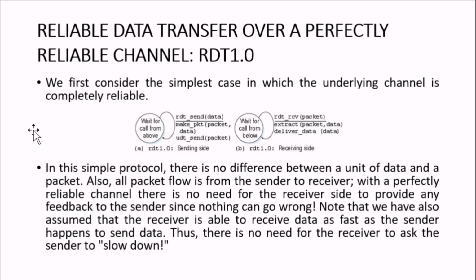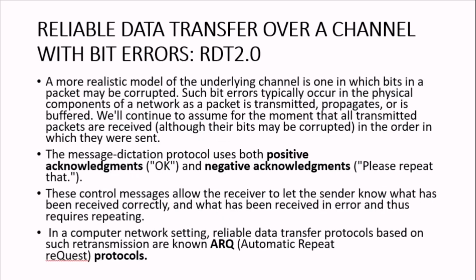Also, all packet flow is from the sender to the receiver with a perfectly reliable channel. So there is no need for the receiver side to provide any feedback to the sender, since nothing can go wrong. This is the perfectly reliable channel, so there's no data loss and no data error. Next we look into RDT 2.0, reliable data transfer over a channel with bit errors.